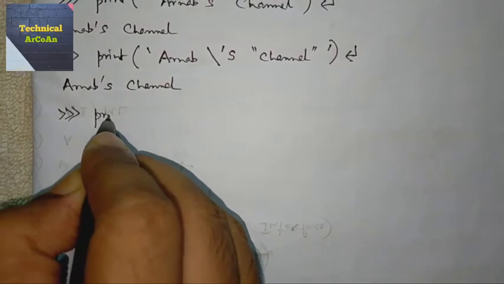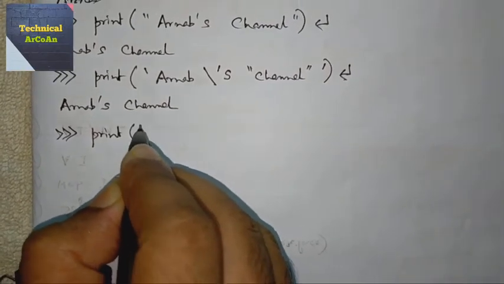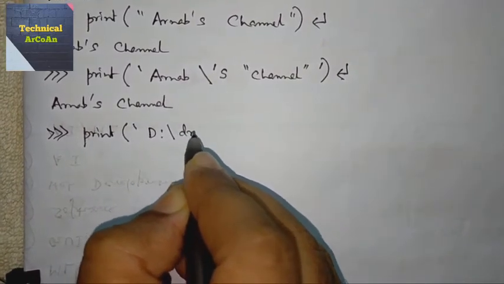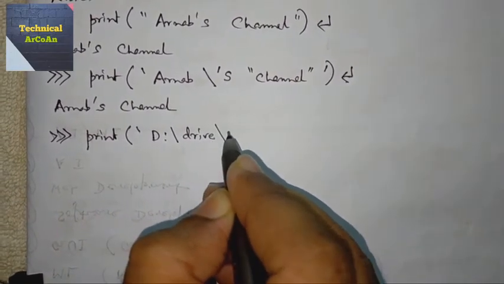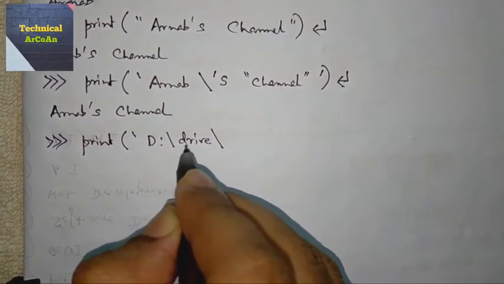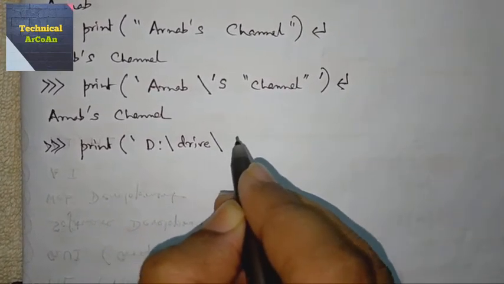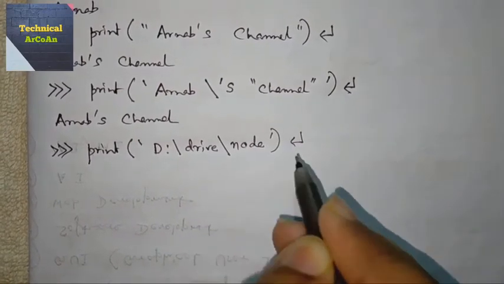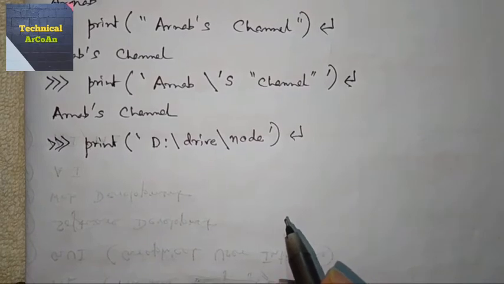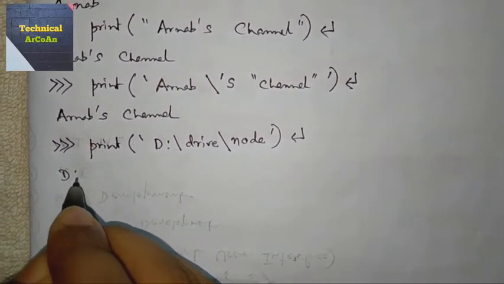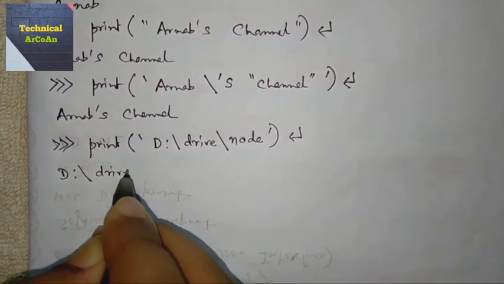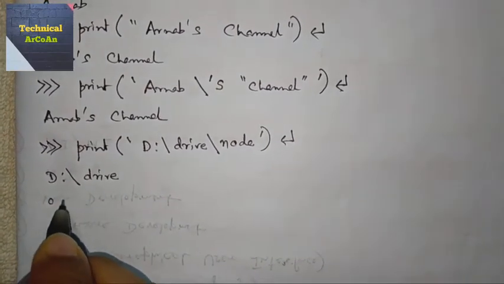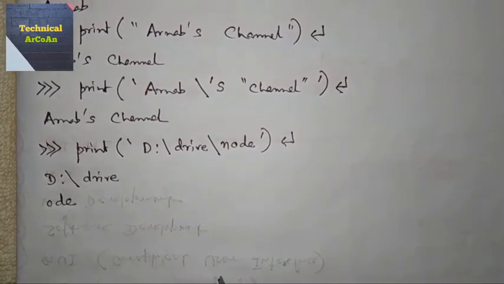Suppose we want to print, within single quote, D colon slash, meaning a path we want to print. Suppose the folder name is drive and there is a folder node. What will be the output? For that case the output will be drive, and after it will print ODE.